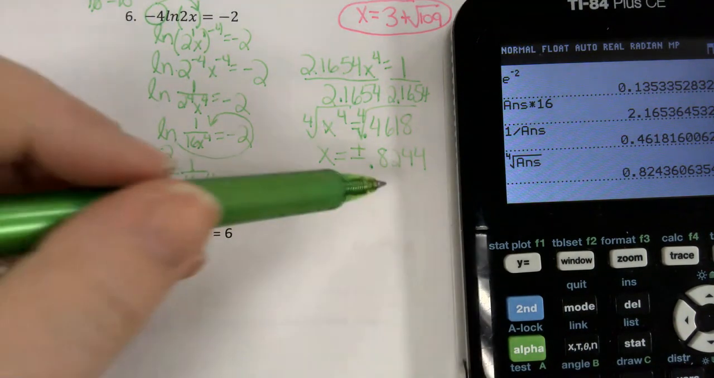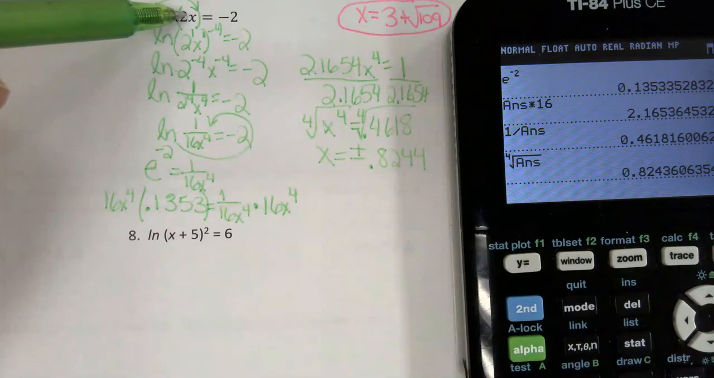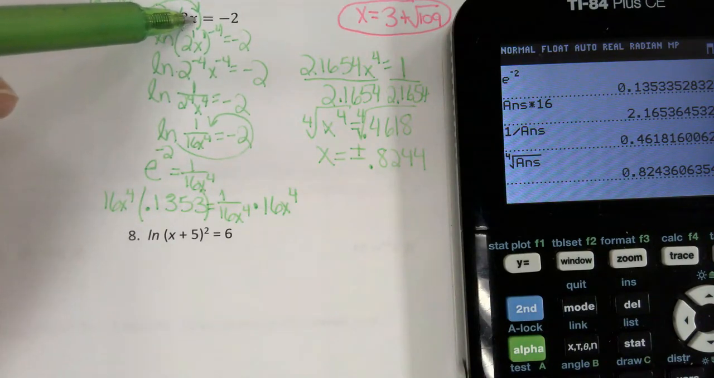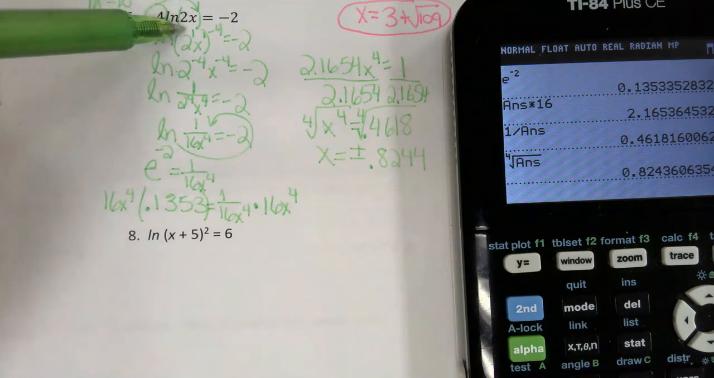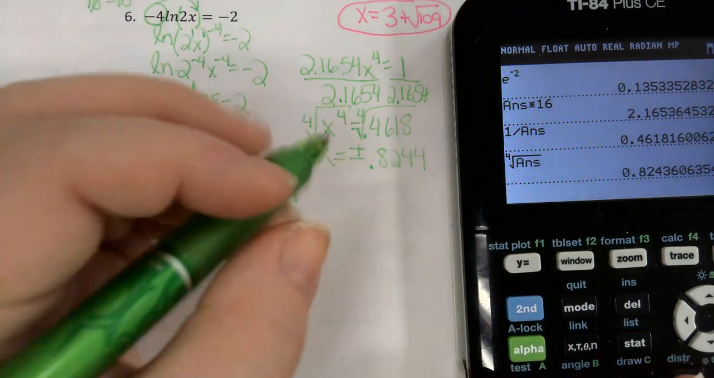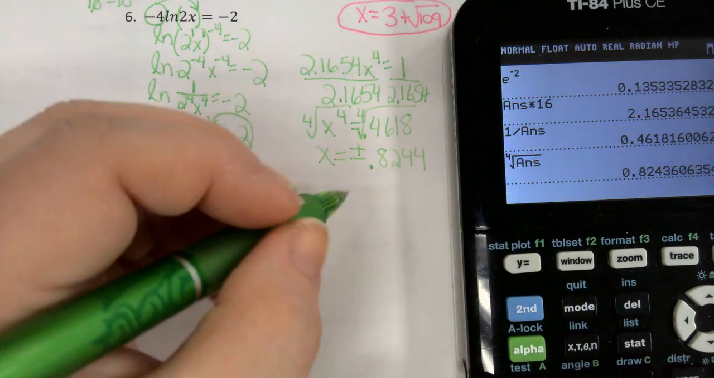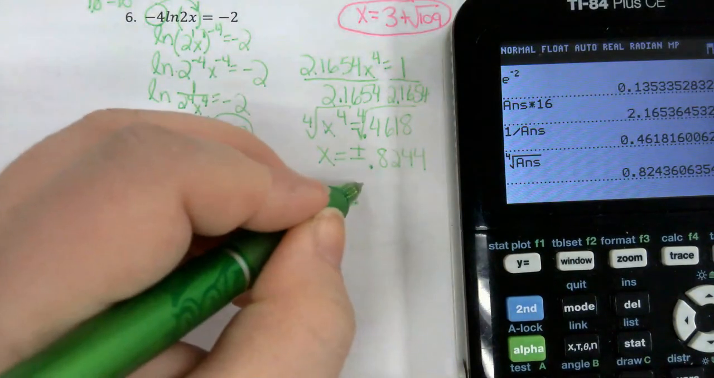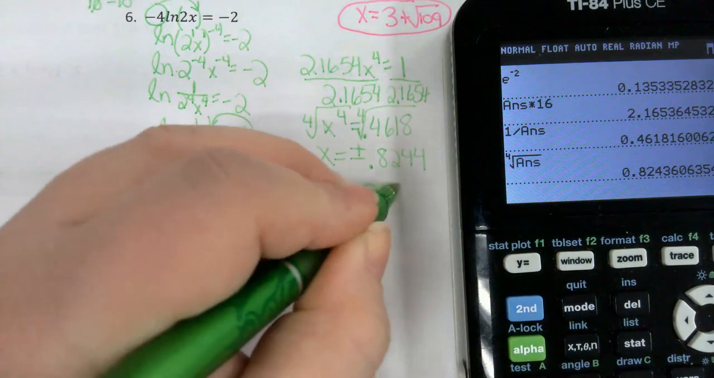We need to check both of these answers to see if one of them is extraneous. I do that by plugging it back into the original problem. So if I plug in a positive number for x and multiply it by 2, I still keep a positive number. If I plug a negative number in for x, then I have a negative number, and that's a problem. So we're going to keep just positive 0.8244.